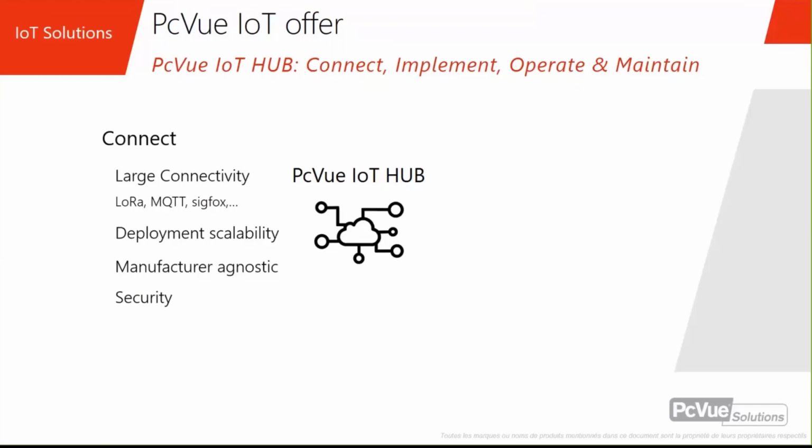You can connect any IoT device from many manufacturers, meeting all the security constraints. The PcVue IoT Hub is also here to help build your project. So we do provide an IoT sensors library. This library can evolve. If you have a new sensor, we can study the sensor and add it to the library to help you build the project.